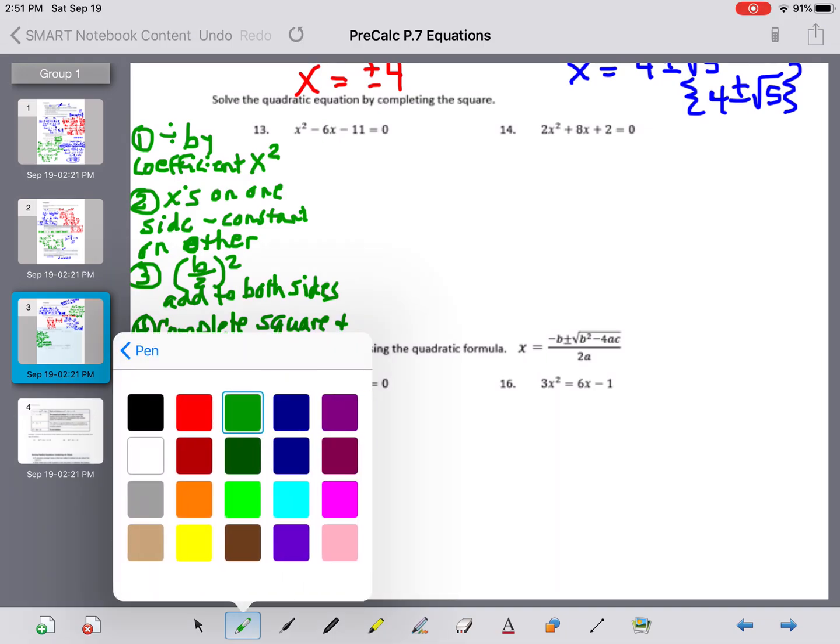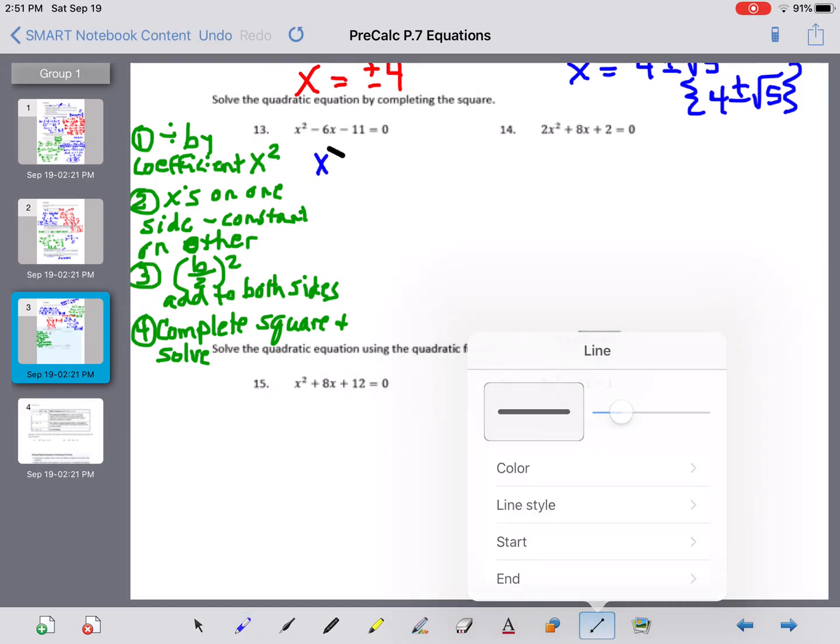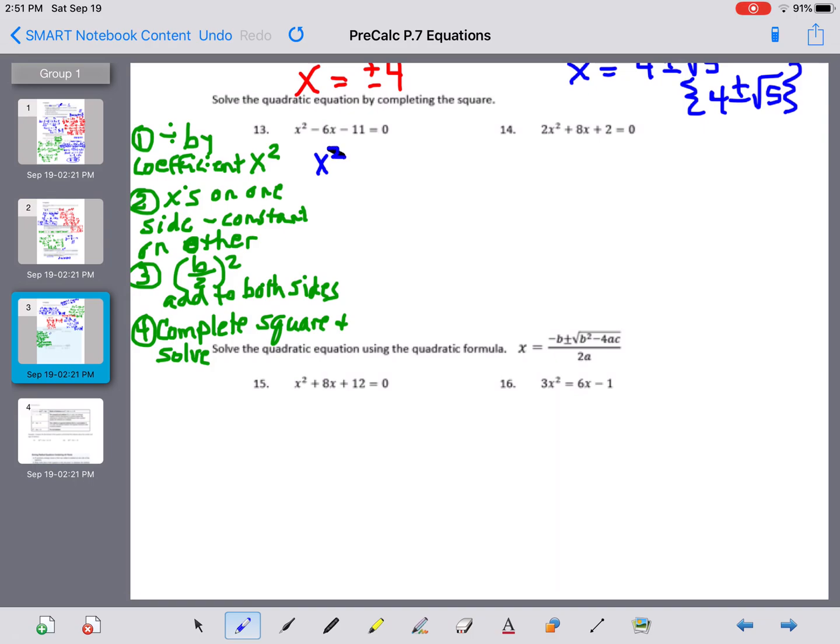Okay, so let's practice it with this first one. I'm going to change colors so I don't run into my notes here. x squared minus 6x minus 11 equals 0. First step says divide by the coefficient of x squared. Well, currently my invisible coefficient is 1, so there's really nothing I need to do there. So I'm ready to go to step 2. I want x's on one side and the constant on the other. So I'm going to leave my x squared minus 6x on the left, and I'm going to add 11 to the other side. You'll notice I left a little bit of a gap.